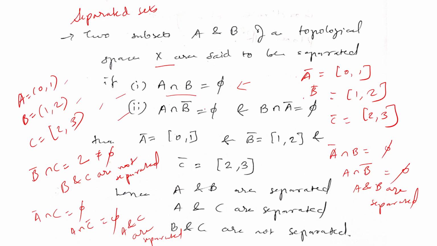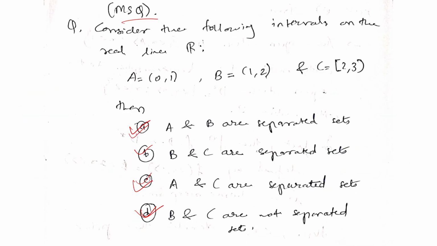So by the definition, you can see that options A, C, and D are correct. The option that B and C are separated sets is incorrect. So I hope it is clear to you. Let's move to the next question.